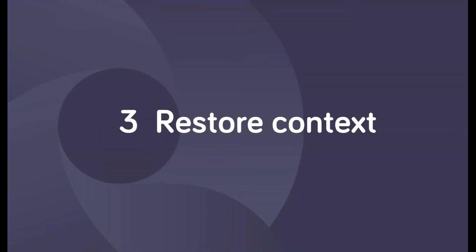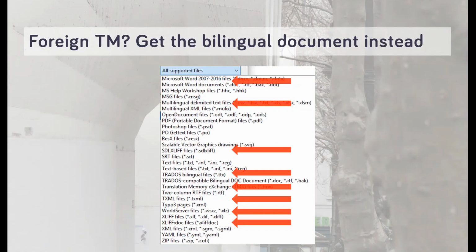The third great thing about LiveDocs is that it can restore context when you have none. So when you have a translation memory from a different translation tool, for instance, if you use Trados Studio and you export a translation memory in a TMX file, and you import the same TMX file into memoQ, you won't get the context matches. You won't get the 101% matches. Why? Because Studio stores the context for segments in a completely different way than memoQ does.